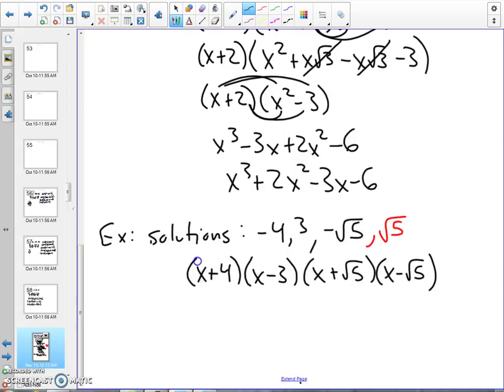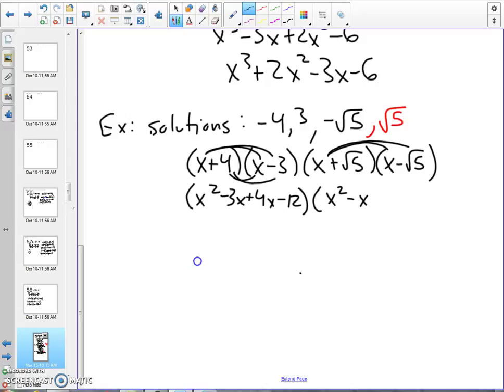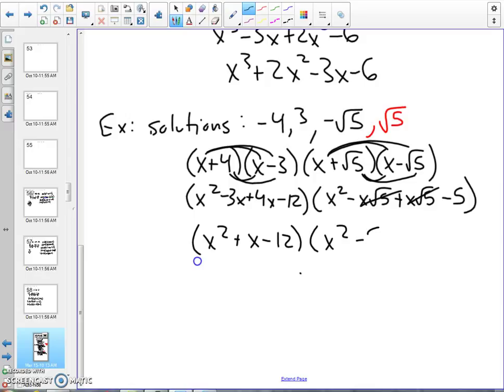So the deal is when I have 4, I'm going to do 2 together at a time. So I'm going to do these first two. I have x squared minus 3x plus 4x minus 12. And at the same time, I'm going to do these two together. So I'm keeping those radicals together. Alright, so now I can simplify each set. Let's cancel. Alright, so from this point, then all my radicals are gone and I'm just distributing.